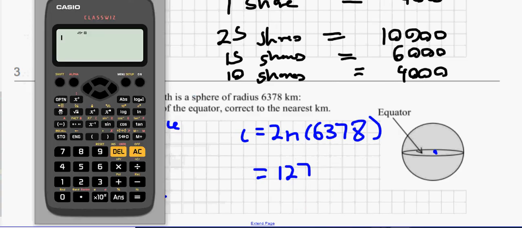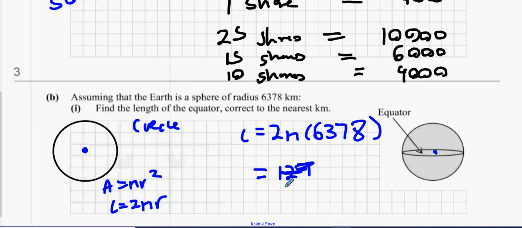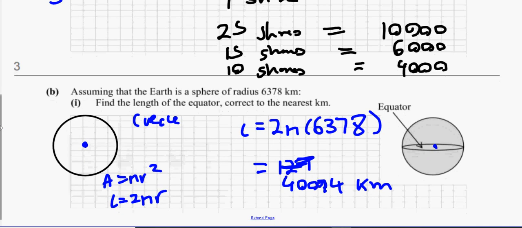Okay, I'm gonna type it in because my hearing's gone. So 6,378 and yeah, 40,074. Awesome. Now, there we are. Feel good with that? 40,074. We good? Alright. Now, let's move on to the next part.